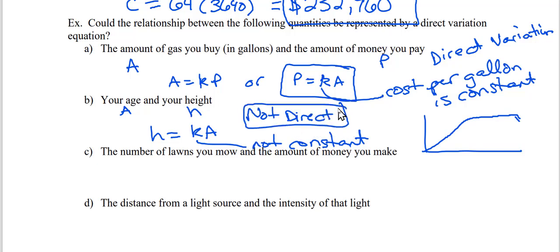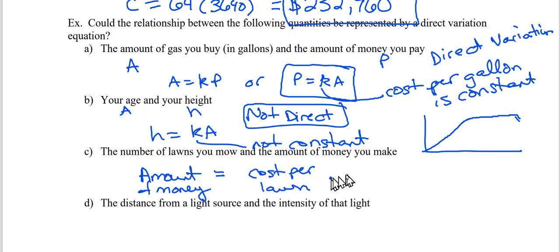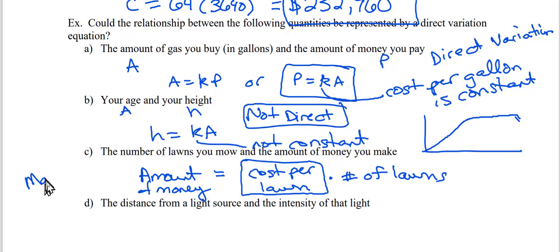The number of lawns you mow and the amount of money you make. This is very similar to part A, where the amount of money comes from the cost per lawn times the number of lawns, right? And so if this is a constant, then it's direct variation. So this one I would answer with a maybe.